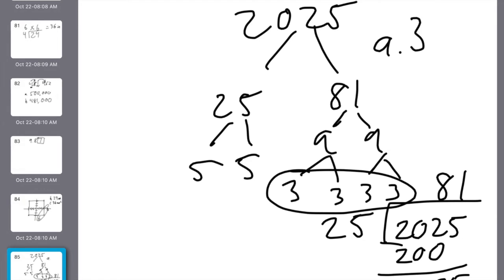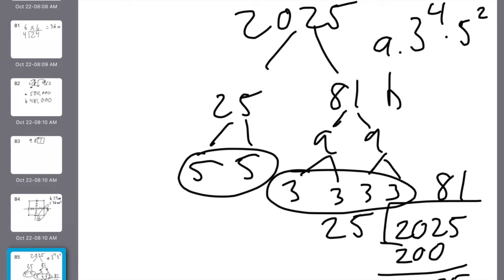Now they said write that using exponents. I have 4 of those. So for letter A, my answer is 3 to the 4th power, 2 of those times 5 to the 2nd power. B says, tell me what the square root of 2025 is.